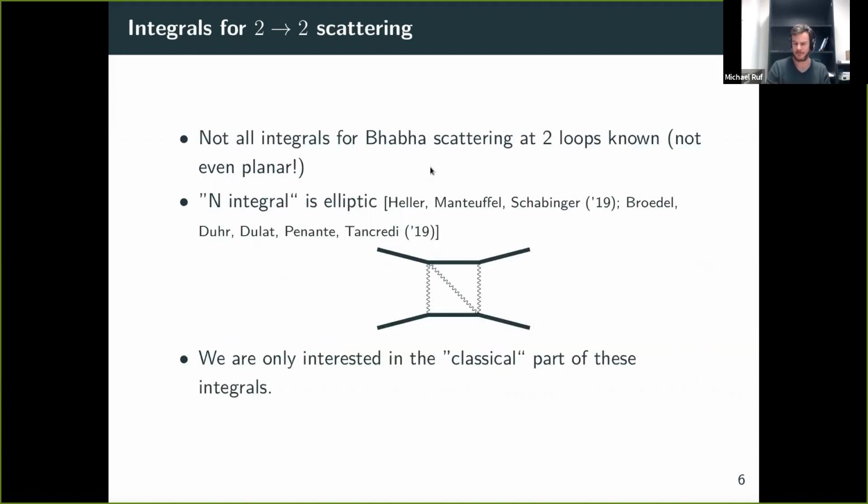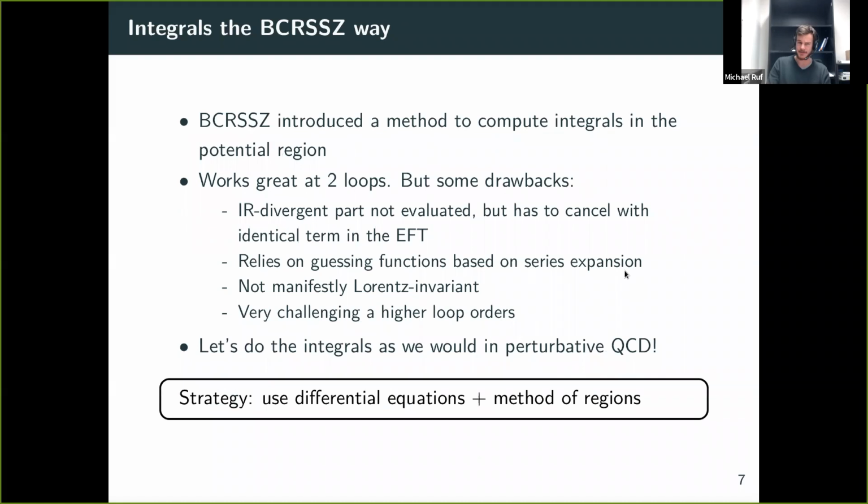Already at two loops, you run into trouble if you try to evaluate these full integrals. For example, you find that not all the integrals are available in the literature, and you find very nasty stuff like elliptic integrals. So you should really ask yourself if there's any way to avoid all these troubles, because eventually we are only interested in some very simple piece of these integrals. And indeed, there's a method which has been worked out by Byrne and others in their very nice paper. They introduced the method to compute the potential region part of these integrals, which is one of the pieces that is interesting in the classical limit. What they propose basically is to do a series expansion in small velocity, and then we sum the series to get some relativistic expression back.